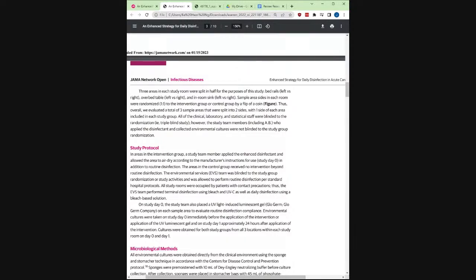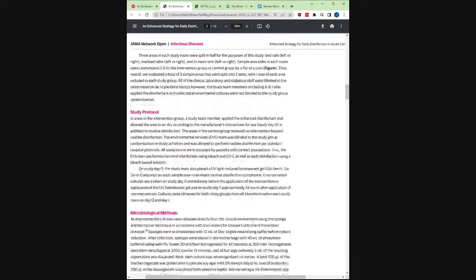So now they did not blind the study team. Is it reasonable? Sometimes it's difficult to blind everything. But if you think about it, they are merely getting a swab from each site. So at the end, they still need to send it to the lab for culture. So fairly, I would say they are doing a pretty good job, blinding all three different groups.